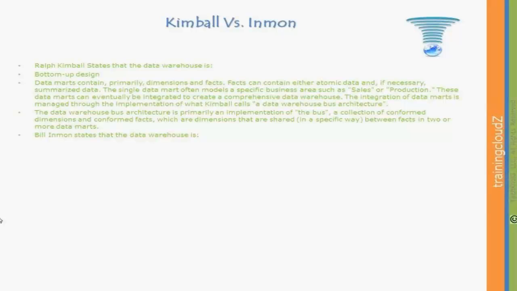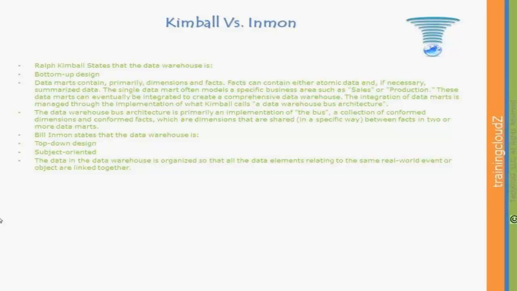Now, Bill Inmon states that the data warehouse is a top-down design. He is talking about building the 5th floor first, then doing the 4th, 3rd, 2nd, and 1st, and occupying everything at a time. Subject-oriented. The data in the data warehouse is organized so that all data elements relating to the same real-world event or objects are linked together. So he's asking you to build a linked data warehouse. I mean, have all the data marts.